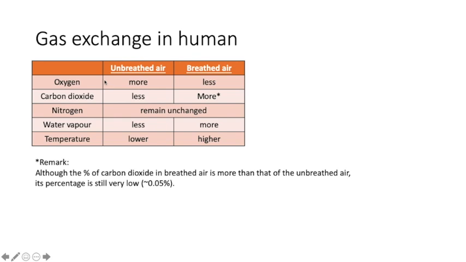And then for gas exchange in humans, we have breathed and unbreathed air, and the different kinds of gases are compared like this. Please note that even though breathed air has a higher percentage of carbon dioxide than unbreathed air, the carbon dioxide is still very low. Even though some gases are consumed and produced through the process, nitrogen is still the most abundant gas in breathed and unbreathed air.